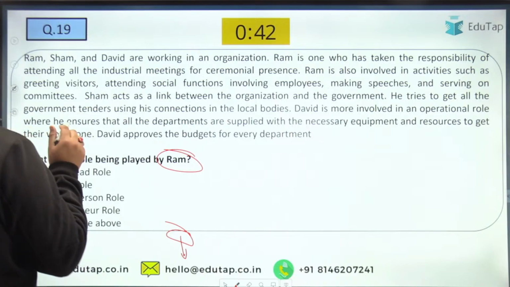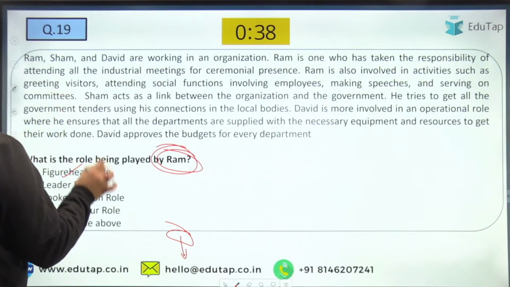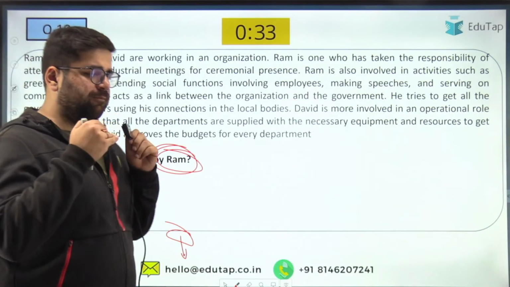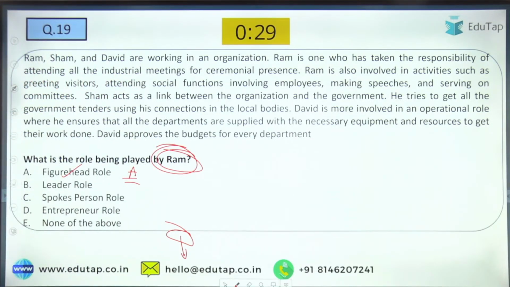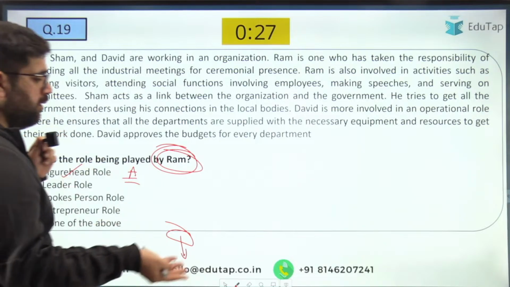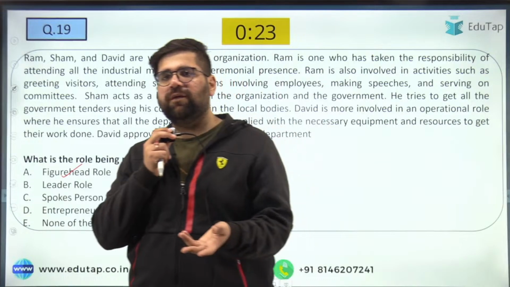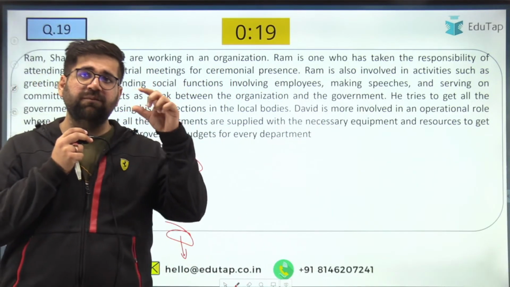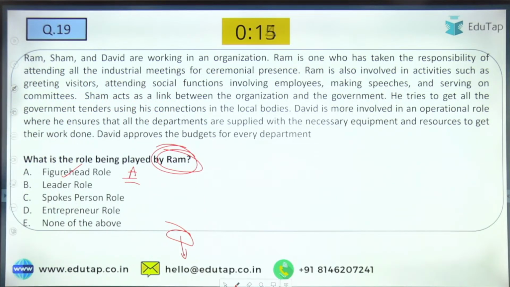Okay. So the first and foremost role played by the manager is that of figurehead only. So your correct answer will be option number A. Figurehead basically means you become the face of the company. Like if PM Modi is going to some function of Reliance, then who will come to welcome him? Mr. Mukesh Ambani only. So Mr. Mukesh Ambani has become the face of Reliance. Okay. So the correct answer over here will be option number A.